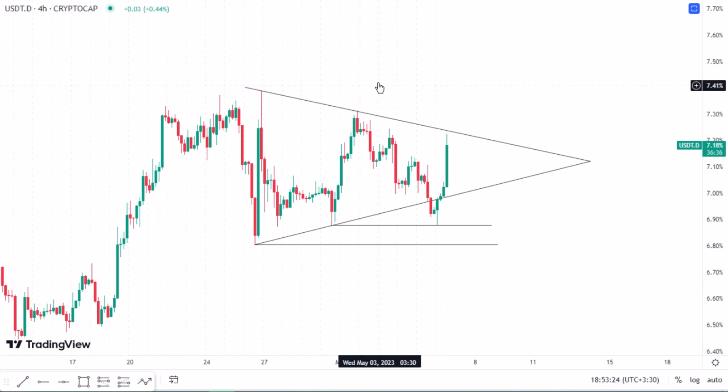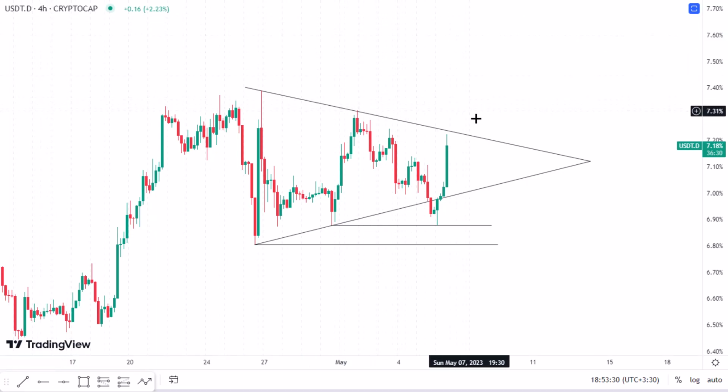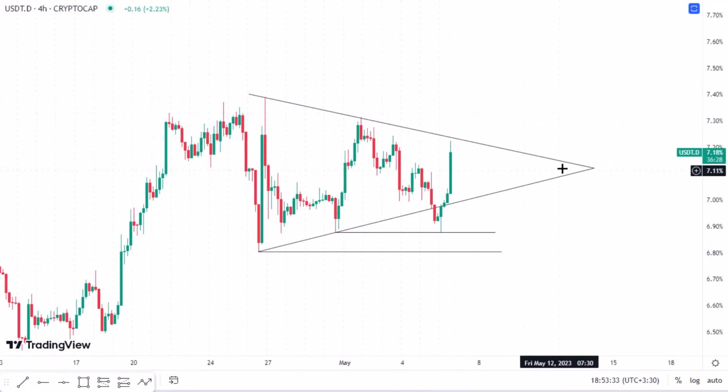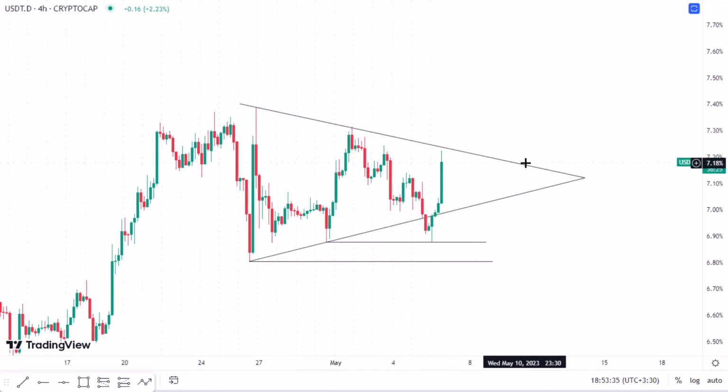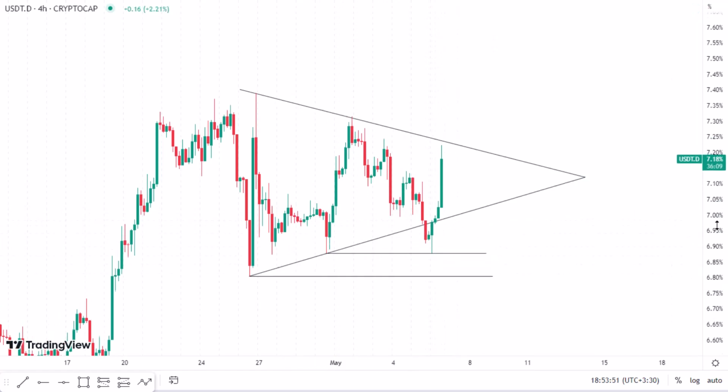As you can see here, we are on the USDT dominance chart, or Tether dominance chart, and we have this triangle for the price. The price broke this triangle to the downside on the 4-hour time frame yesterday, and we had this support. The price touched that support and gave us a really nice pin bar like this.